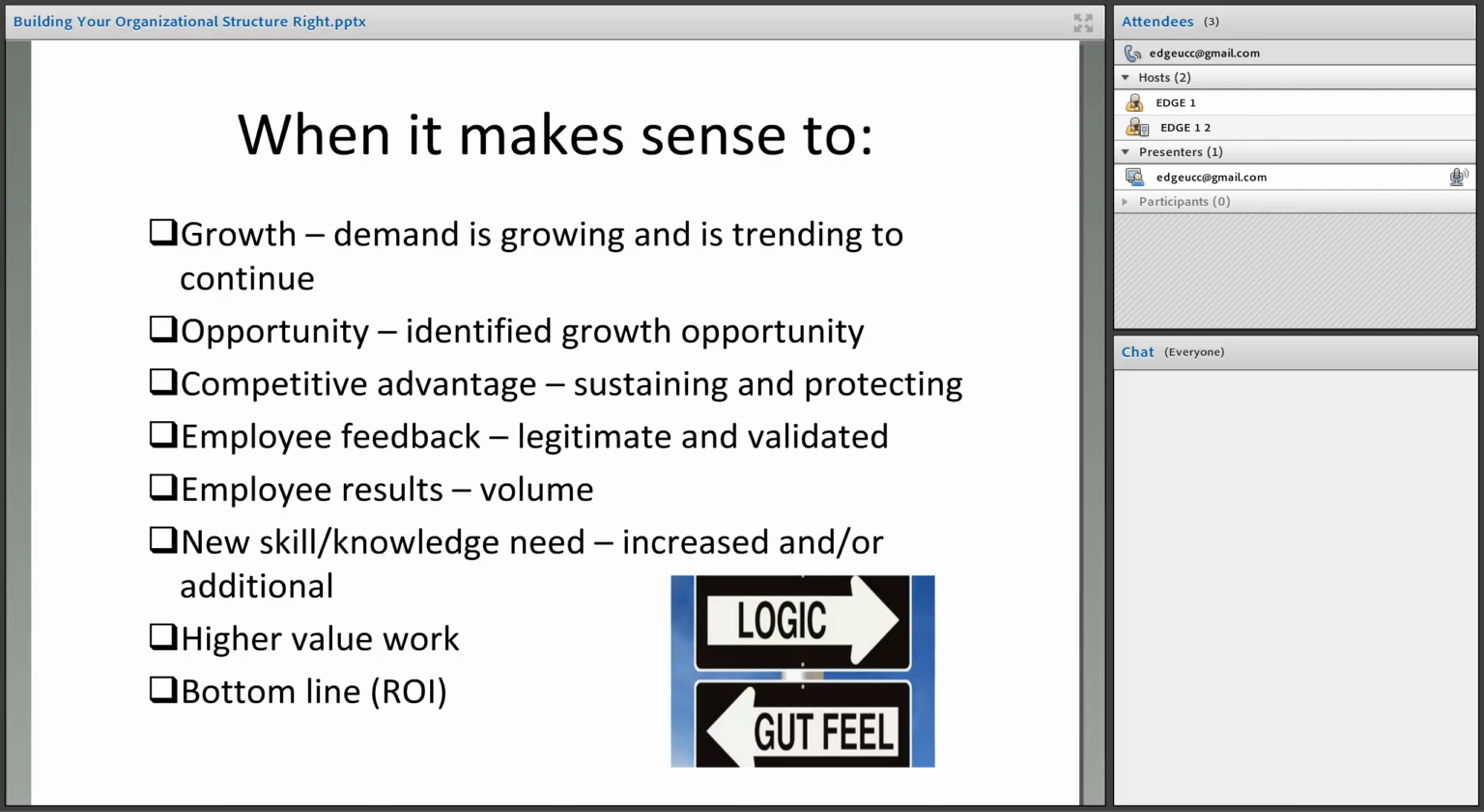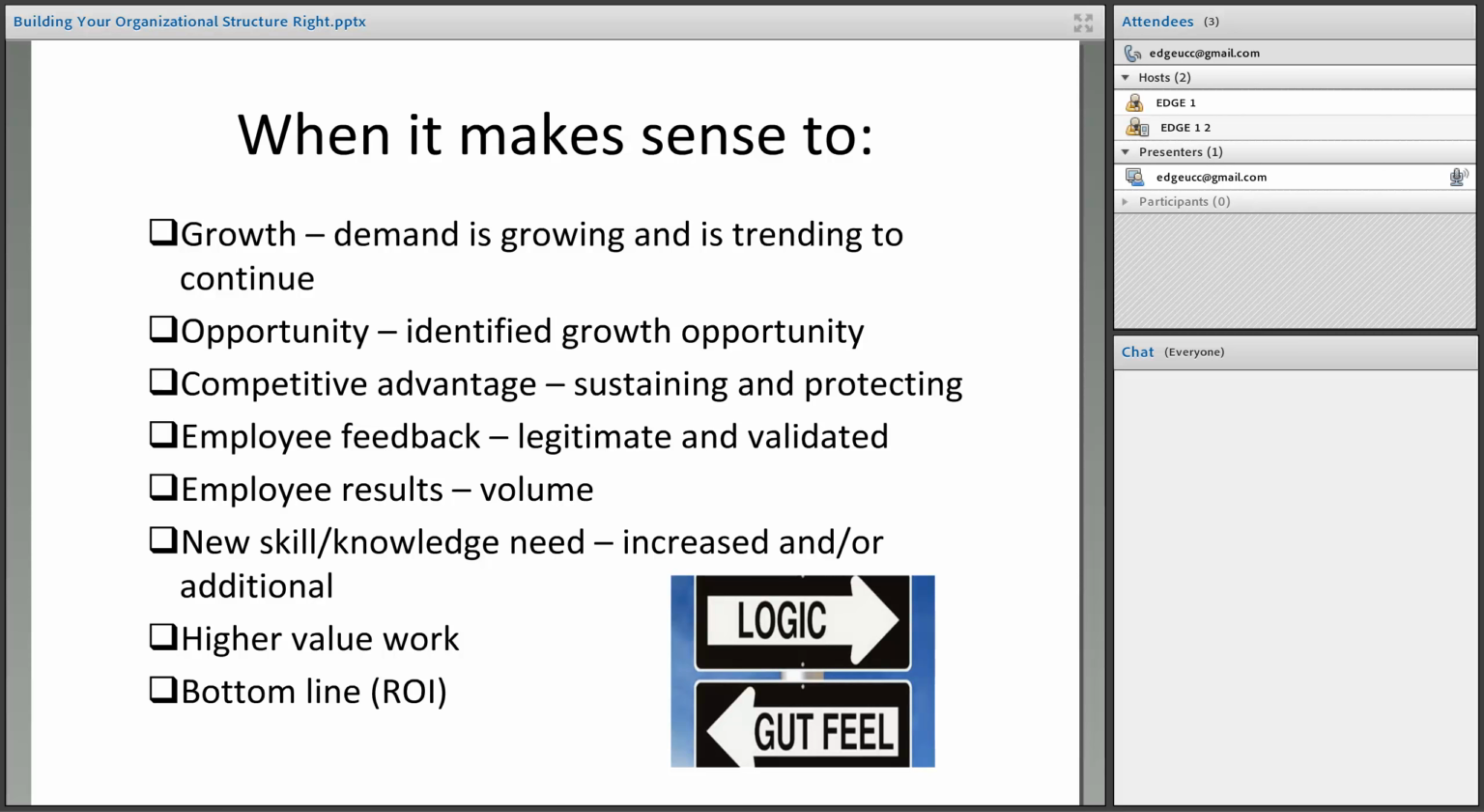Bookkeeping and accounting is another example where we've gotten by with having the office manager or the office clerk do the bookkeeping that we need, but we've got so much activity now, we need to really consider bringing in a full-time bookkeeper or part-time bookkeeper. So those are examples of what I mean with new skill and knowledge need.